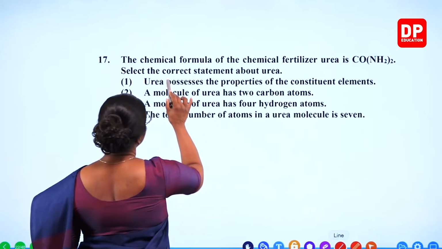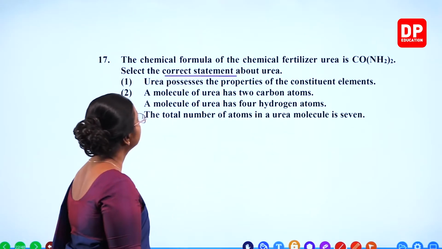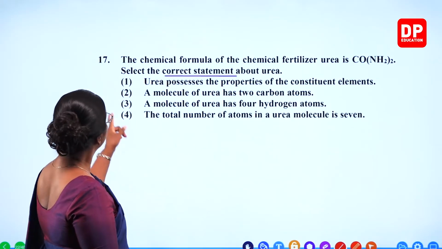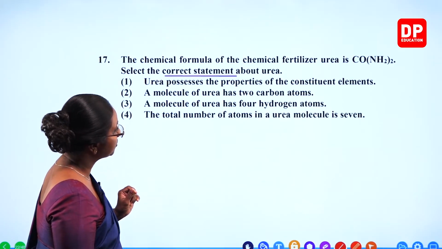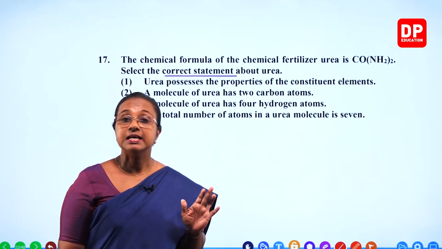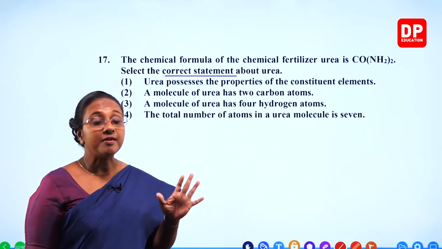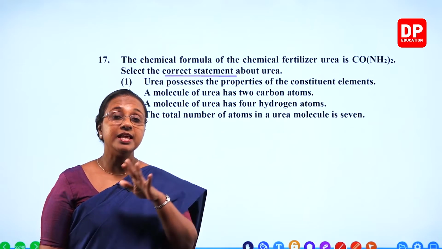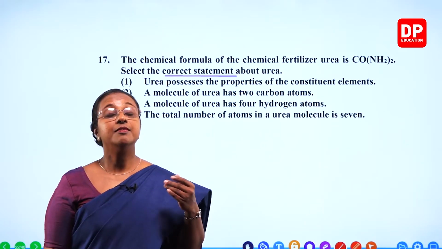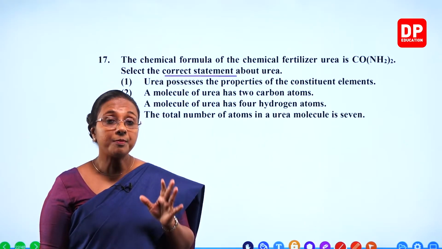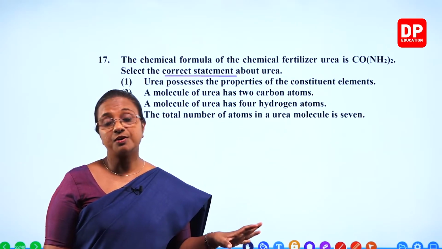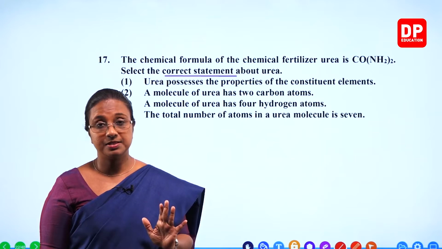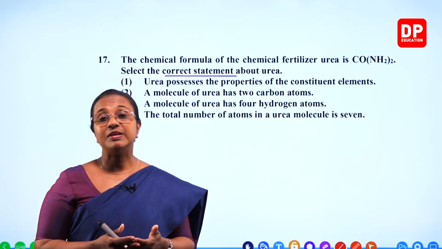Select the correct statement about urea. So here you need to select the correct statement about urea. First one, urea possesses the properties of the constituent elements. Is that correct? Now you have the constituent elements. When they form a chemical bond, they form a compound. The properties of that compound are different from the properties of the constituent elements. I have explained this with examples.